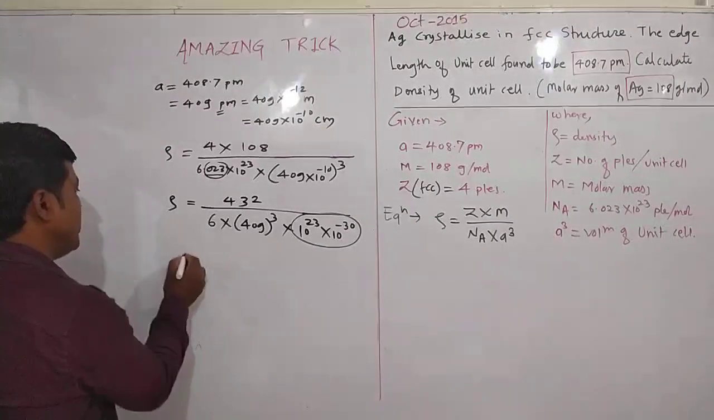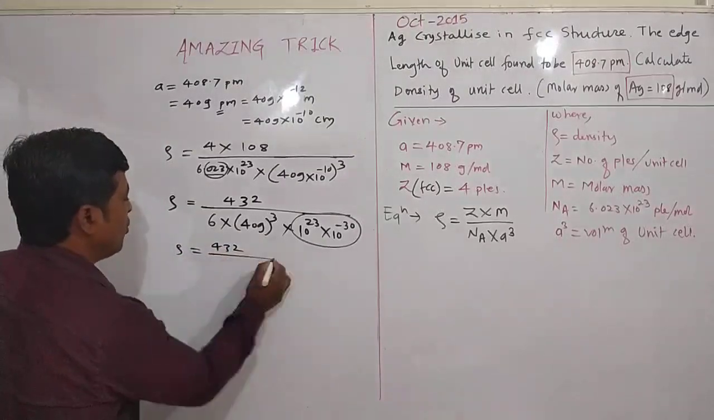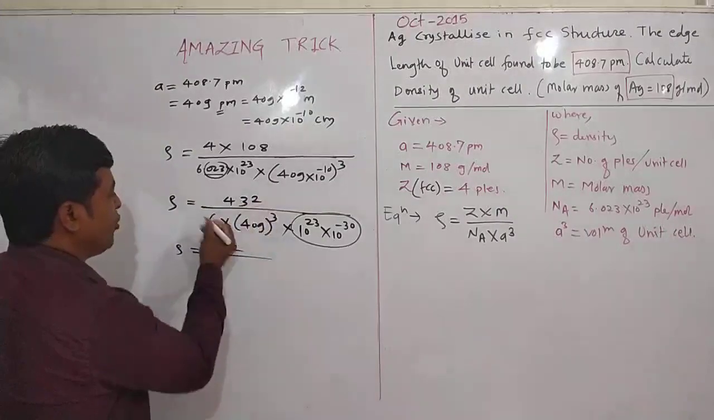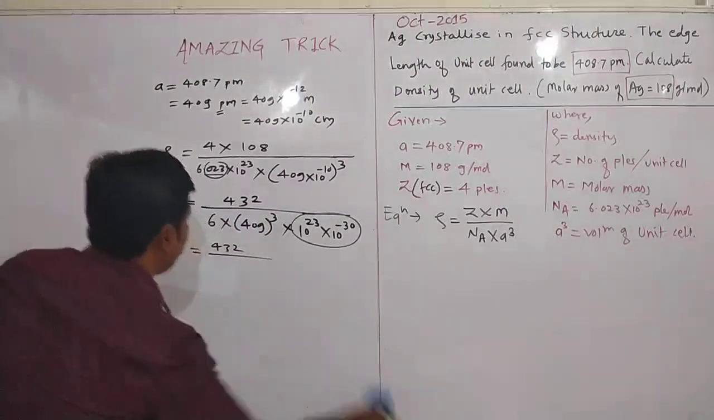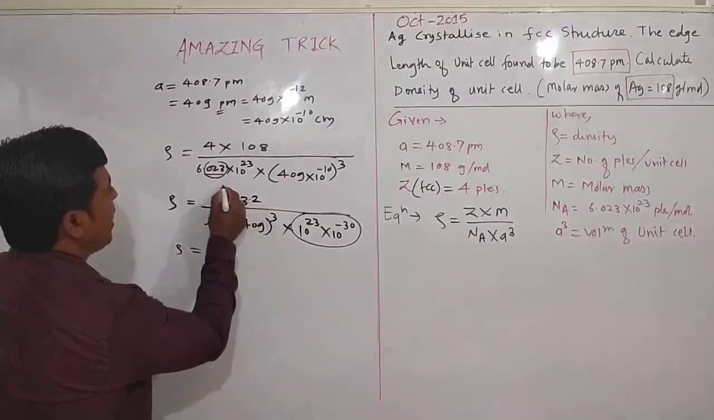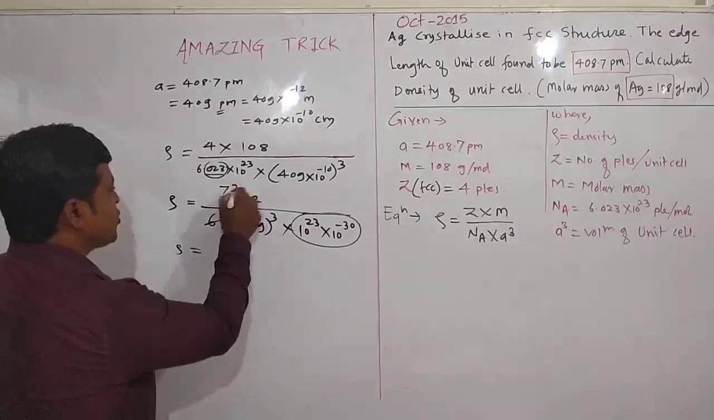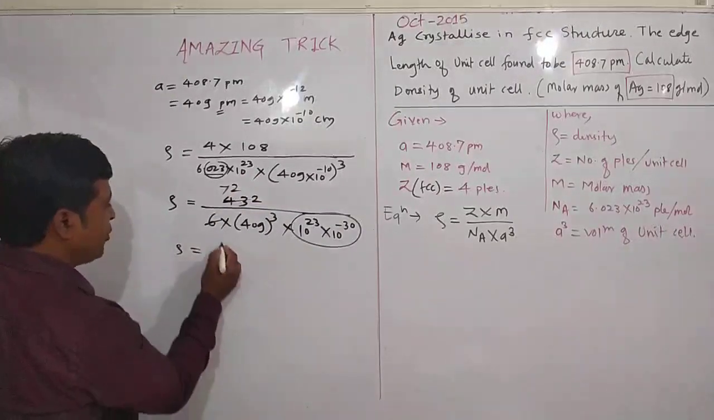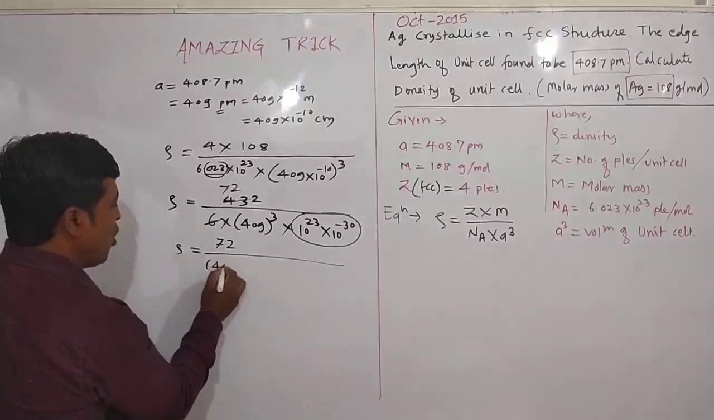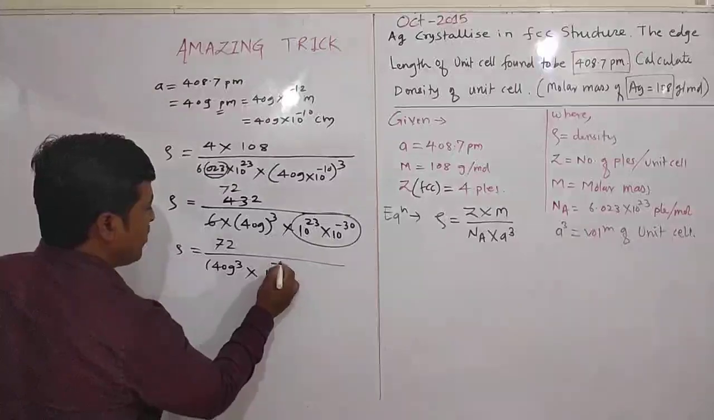So what is rho equal to? Rho is equal to 432. Now if you divide 432 by 6, it comes to be, 6 7s are 42, 1 is remaining, 12, 6 2s are 12, so it comes to be 72, divided by 409 cube into 10 raised to minus 7.